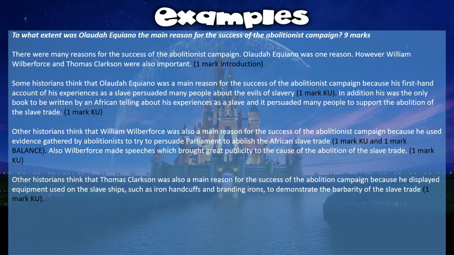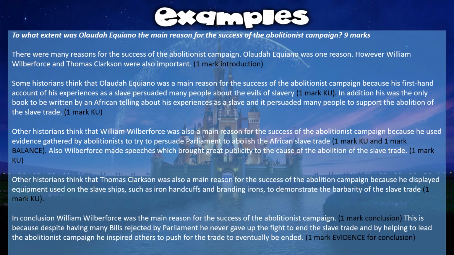So the last part here, we need to come to a conclusion, our C, and give evidence for our conclusion, our E. So in conclusion, William Wilberforce was the main reason for the success of the abolitionist campaign. Now you'll see here, this has not gone with the factor in the question. The factor in the question here was Olaudah Equiano. So this answer has gone with William Wilberforce. Now we need to give a reason for our conclusion. This is because despite having many bills rejected by Parliament, he never gave up the fight to end the slave trade, and by helping to lead the abolitionist campaign, he inspired others to push for the trade to eventually be ended. So there's a mark for evidence there in our conclusion.